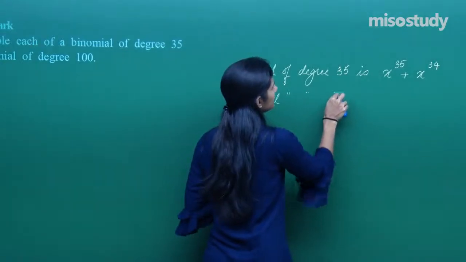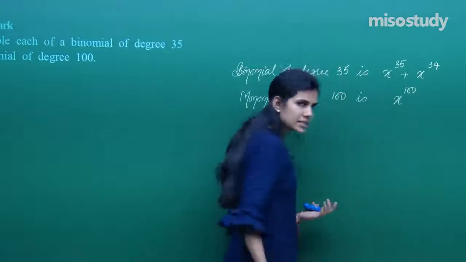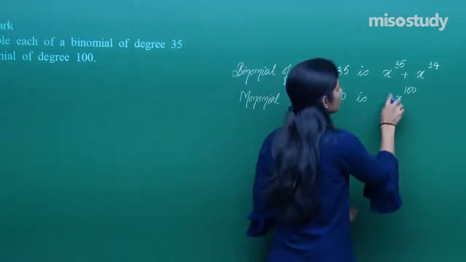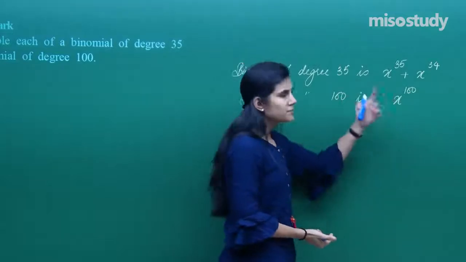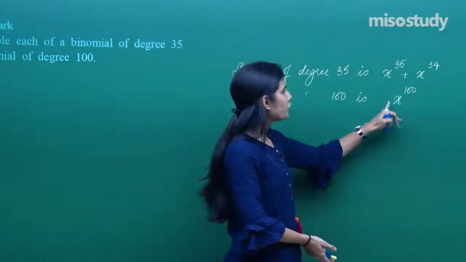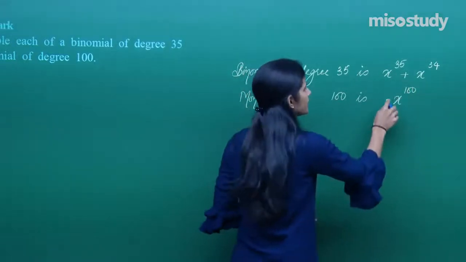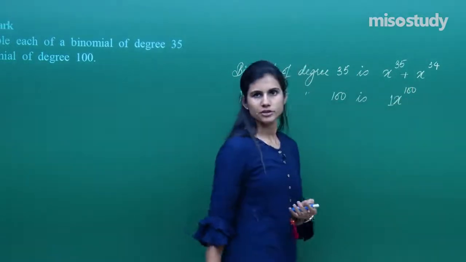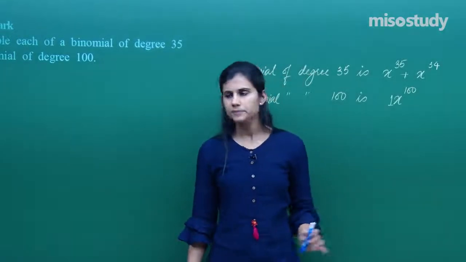of degree 100. Now this is very simple. This is a monomial of degree 100. You can keep it to be 2x to the power 100 also, any non-zero real number times x to the power 100. Only the coefficient has to be non-zero so that this doesn't vanish. Fine, I have kept it to be very simple, 1 times x to the power 100. Fine, in place of 1 you can keep any non-zero real number, that's your choice.